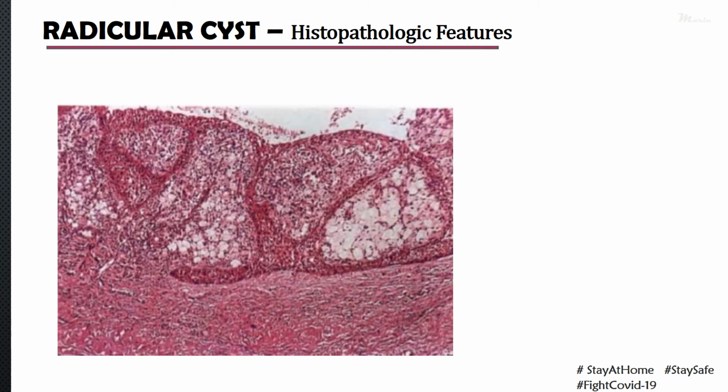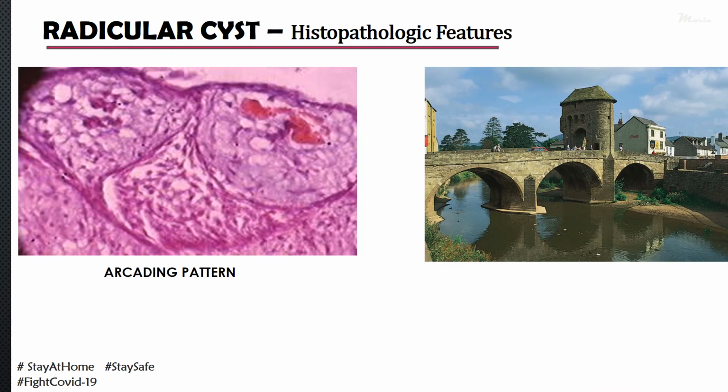The epithelial lining shows a numerous proliferative pattern such that it encloses the connective tissue within itself. This proliferation of the epithelium results in an arc-like pattern which resembles the arc-shaped bridges of medieval times. Hence, this pattern of the epithelial lining is referred to as the arcading pattern. And this pattern is commonly seen in radicular cyst.